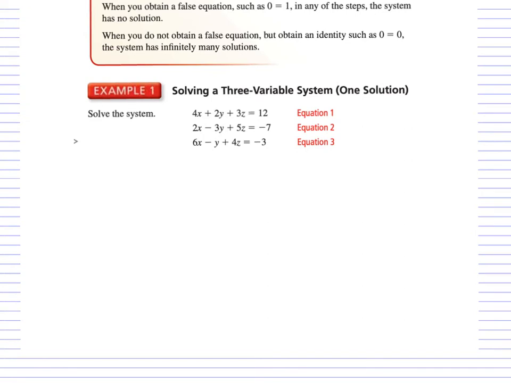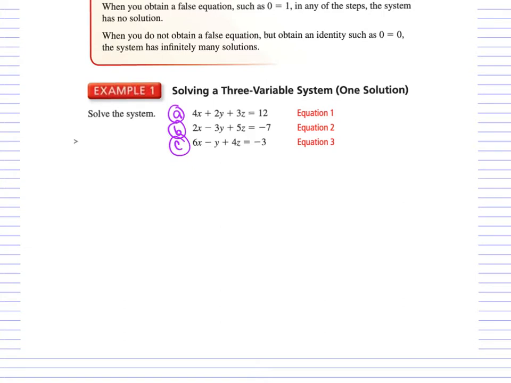Now, I make sure I label. You can use letters or numbers. I usually use A, B, and C, and I put a circle around it so I know it's not part of the equation, because variables don't have to be X, Y, and Z, but in this case they are. So this one's equation A, this is equation B, this is equation C, okay?